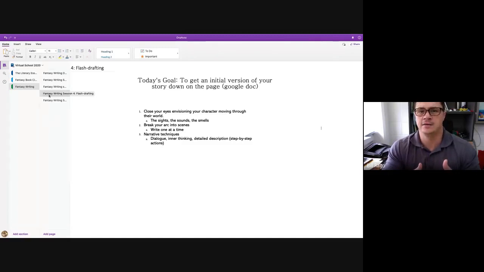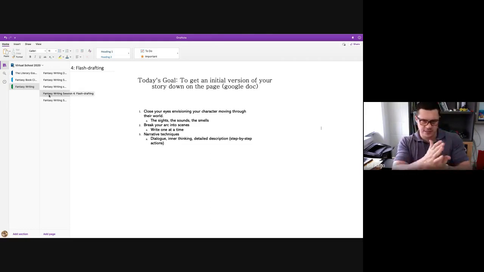So dialogue, right? Dialogue, inner thinking, detailed descriptions. Remember, step-by-step actions, right? Those important parts of the story, we go small actions, right? Step by step by step. What is the character doing, right? We show that to the reader.